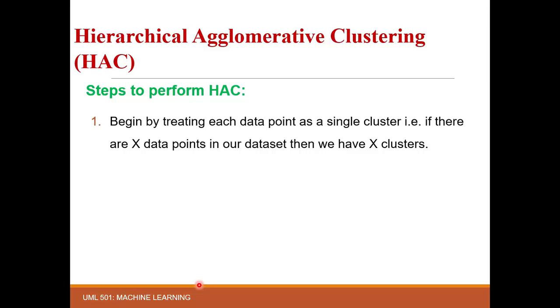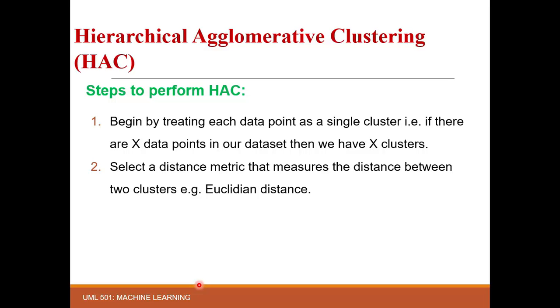These are some steps which you have to follow while performing hierarchical agglomerative clustering. Hierarchical agglomerative clustering is also known as HAC in many books. So, first step is begin by treating each data point as a single cluster, and if there are x data points in our data, then we have to make x number of clusters. Next, select the distance metric, that is, which distance metric you're gonna select to measure the distance between your two clusters, so that the decision of merging can be made. So here we're gonna use Euclidean distance.